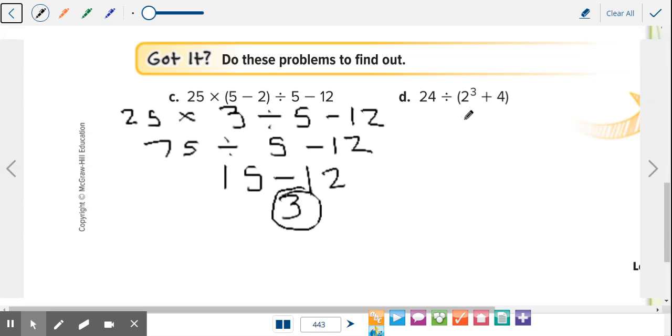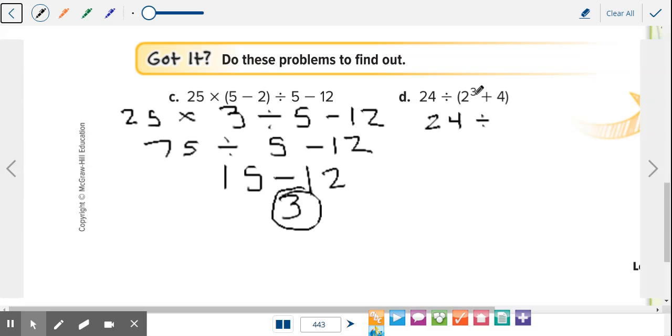All right, letter D now. 24 divided by the parentheses of 2 cubed plus 4. So, order of operations, parentheses. Do we have them? Yes, so that's where we're starting. So I rewrite everything else. 24 divided by, now the parentheses.